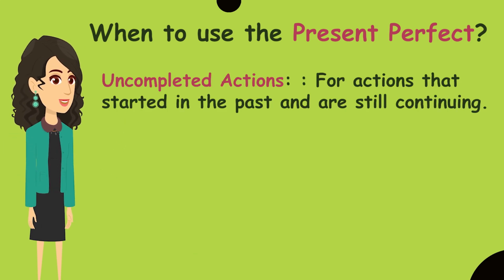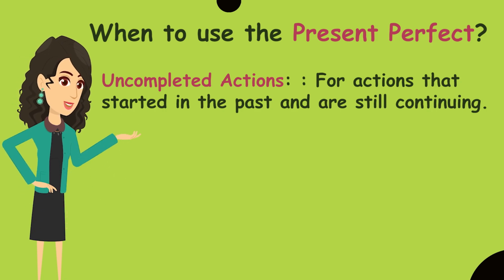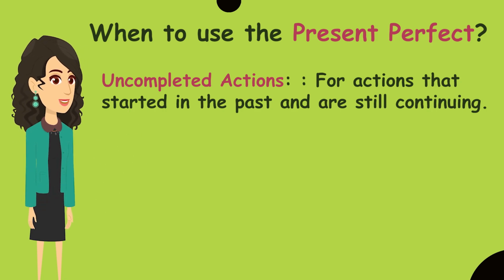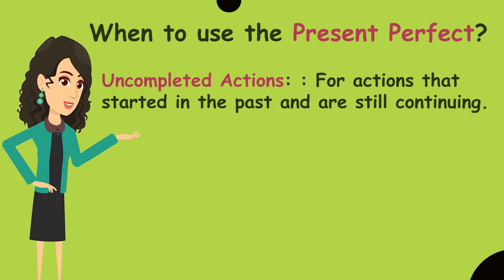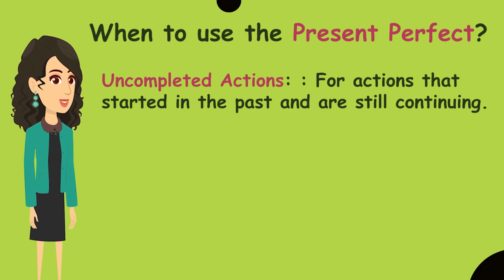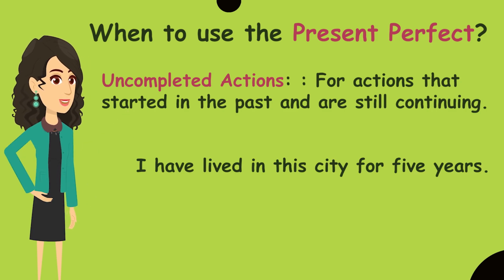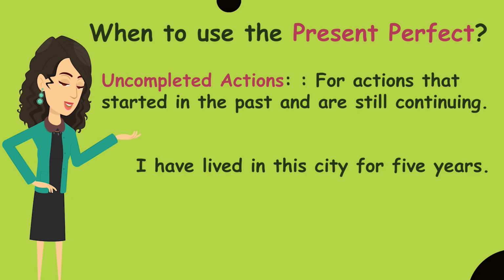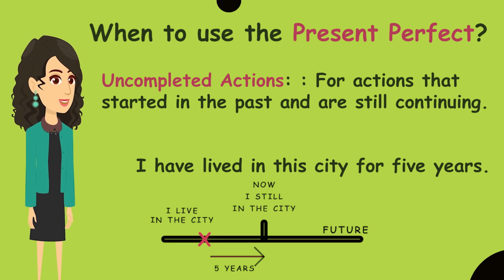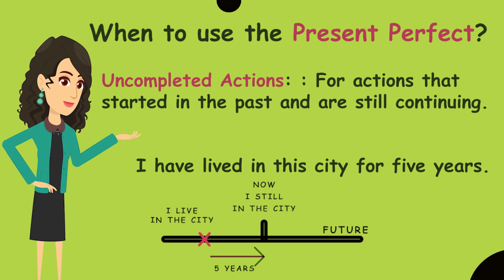We also use the present perfect for actions that started in the past and are still continuing. The action is not completed. For example, I have lived in this city for 5 years. In this example, I'm still living in this city.